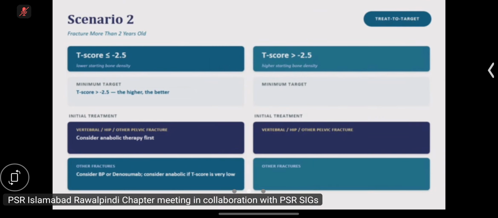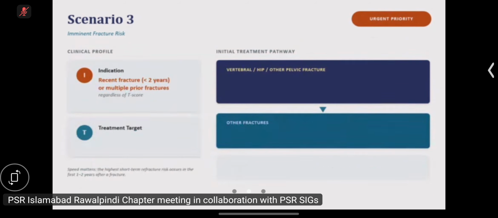In the second situation, the patient has had the fracture, but their T-score is still above minus 2.5. So here the minimum target is to increase total hip T-score by 0.2 T-score units and their lumbar spine T-score by 0.5 T-score units. And here again, the initial therapy will depend on the site of fracture. If it was a vertebral or a hip or a pelvic fracture, we should consider treatment with an anabolic agent. And if it was elsewhere, we can consider bisphosphonates or denosumab.